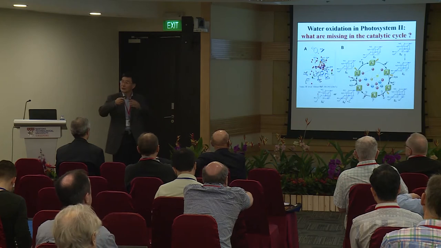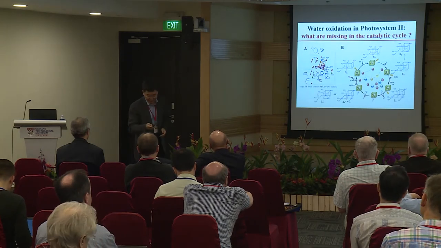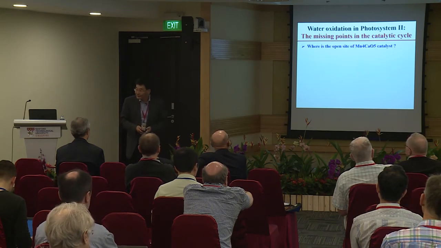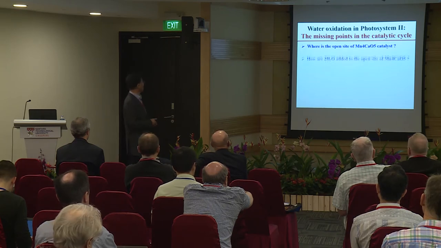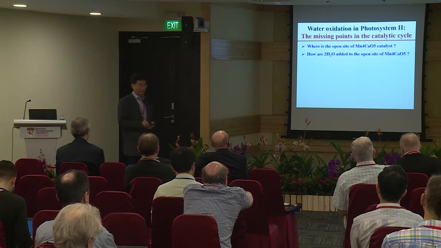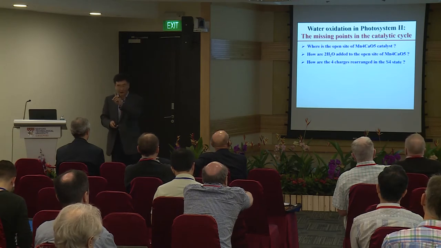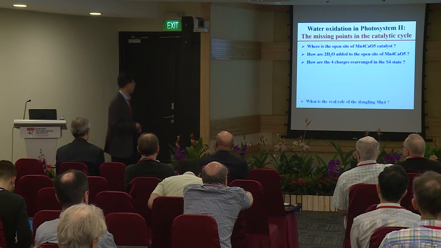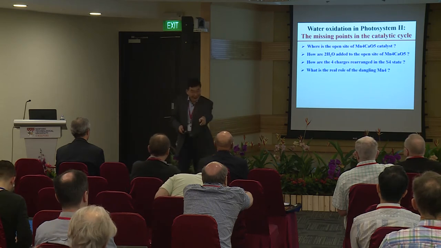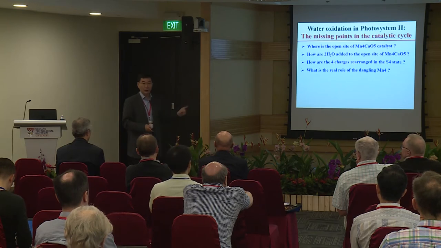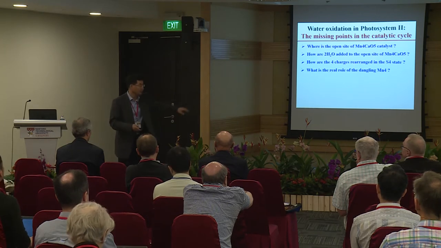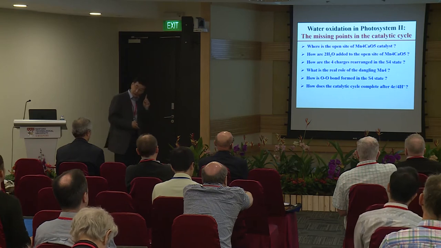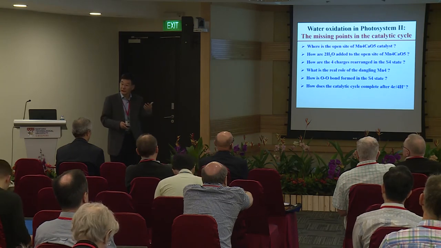I put up some question marks or missing points in the following way. Where is the open site for this natural catalyst? It's still not fixed. And how are the two waters added to the open site of this catalyst, and how are the four charges, which so far we have not discussed much, arranged from the S3 to S4 state? And what is the real role of this dangling manganese? I will address your question, actually. It plays a great role in nature, the dangling manganese. Why is it put outside the cube? And how is this O-O bond formed in the S4 state? And how does this catalytic cycle get completed after getting rid of four electrons and four protons?